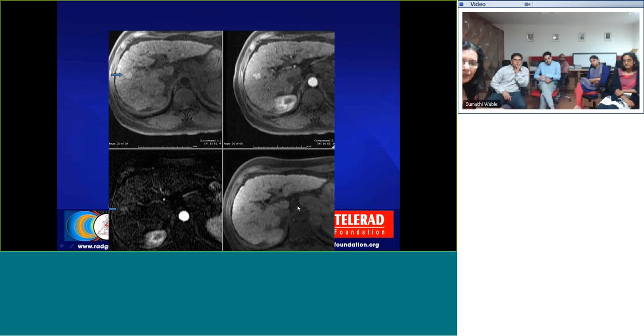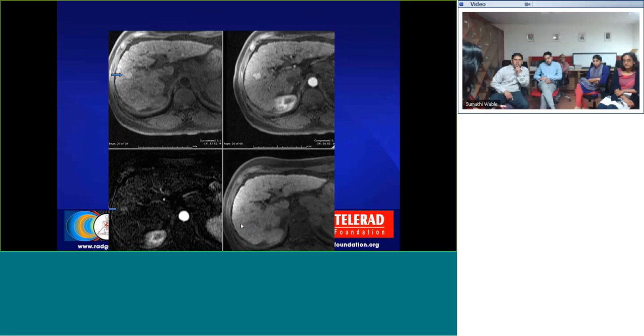And this one is a little different. This is a delayed 20-minute image. If you notice, the liver is much brighter, right? This is a hepatocellular specific agent that many people are using for diagnosing liver lesions. I am not a great fan of that to diagnose HCC yet. The jury is still out.